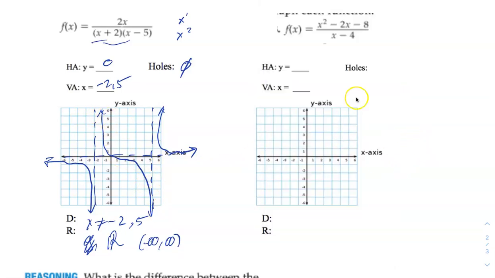Next one. So this one, I can do the horizontal asymptote first. Top power is bigger than bottom power, so none. And for the rest, I got a factor. So let's factor the top. Two things to multiply get -8, add to get -2. So x minus 4, x plus 2, all over x minus 4. Now you see here, the x minus 4's cancel out. That gives us a hole at x equals 4.